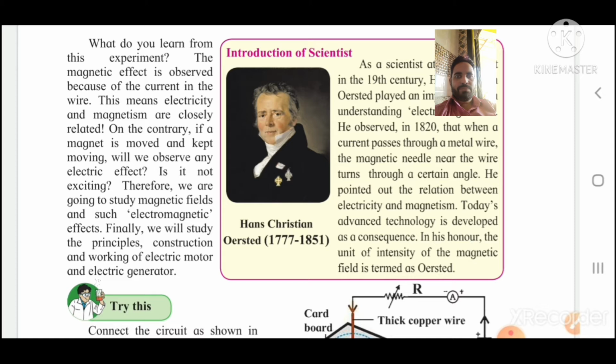Today's advanced technology has developed as a consequence. In his honor, the unit of intensity of magnetic field is termed Oersted. So today we are using this. It is a fact in today's world that without electricity and without magnetism, we cannot use electric energy. So these are the relations between electricity and magnetism. But initially nobody knew. He told us. So let us understand the activity which he performed.